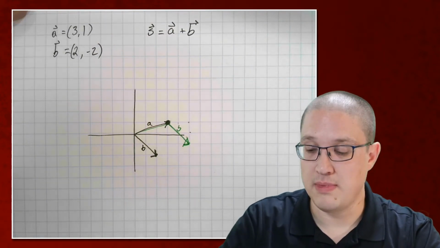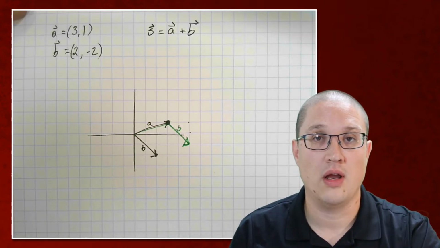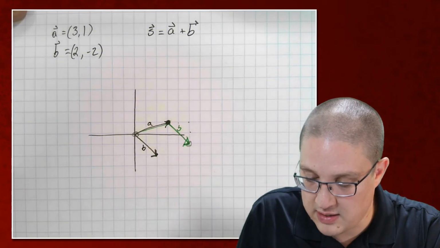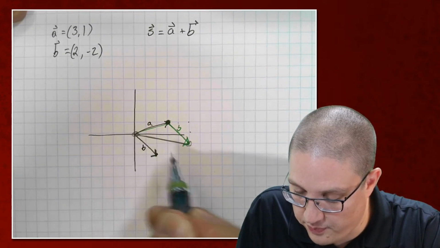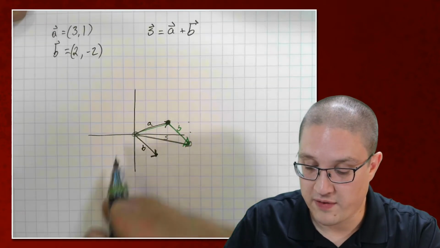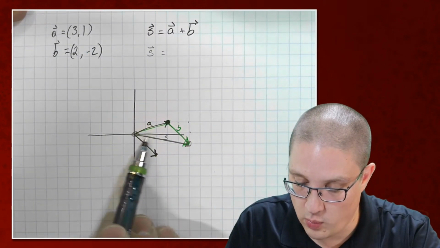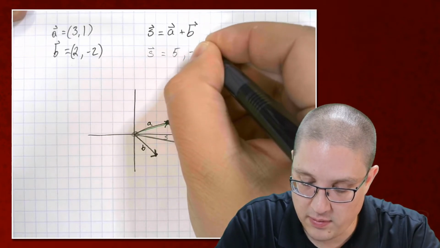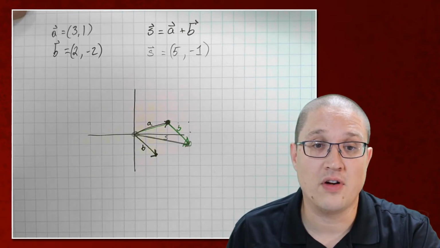You may notice what this means is that my resultant vector, in this case vector S, is what I'm looking for. My resultant vector is going to go from the starting point to the ending point. So my vector S is going to look like this, and that is going to be S there. Pretty straightforward: my vector S in component notation would be, counting 1, 2, 3, 4, 5, and -1. So (5, -1), like that. So there's the graphical addition.